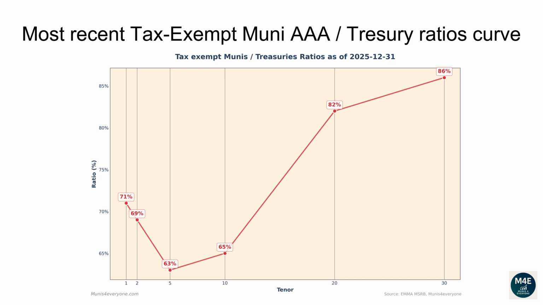The current one-year ratio is 71%. The 2 years ratio is 69%. The 5 years ratio is 63%. The 10 years ratio is 65%. The 20 years ratio is 82%. The 30 years ratio is 86%.